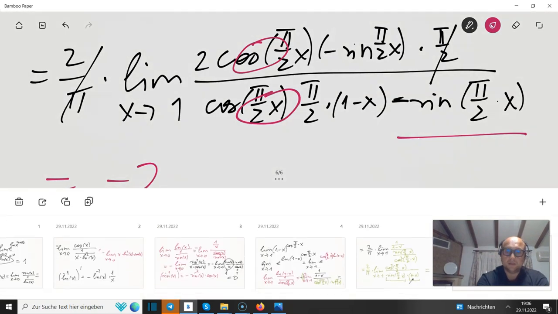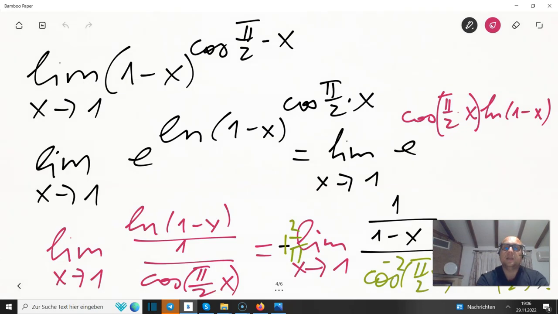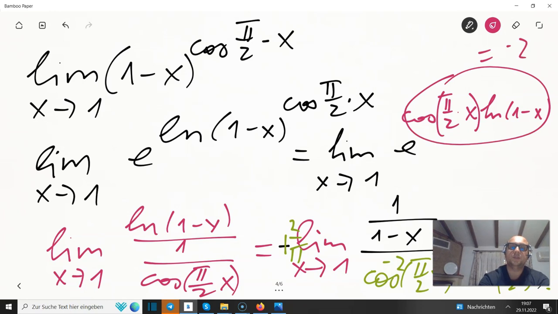So that means we're back here at our example, and we would like to figure out this result, which became minus 2. So this is e to the power of minus 2, or 1 divided by e squared.